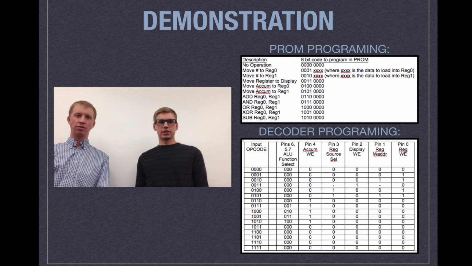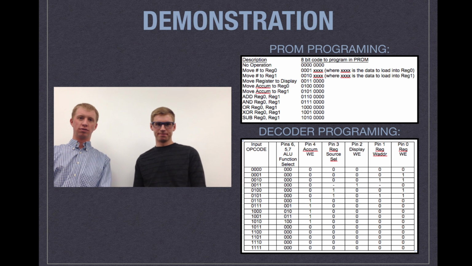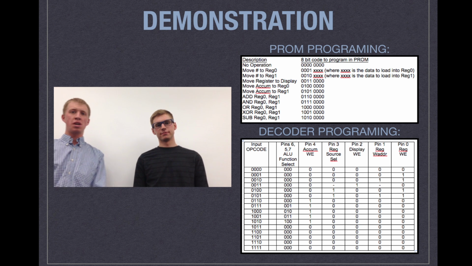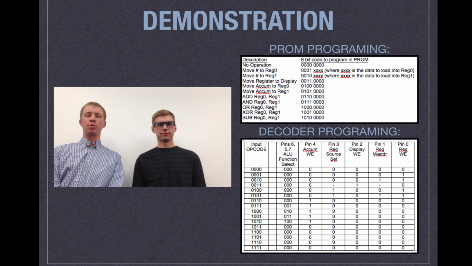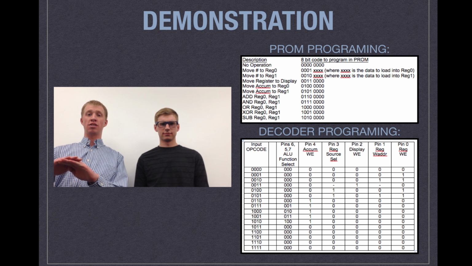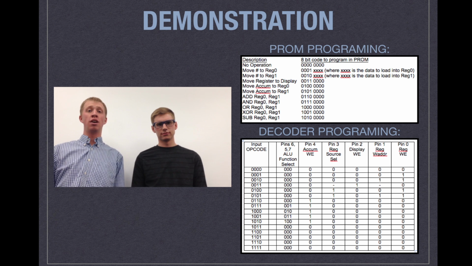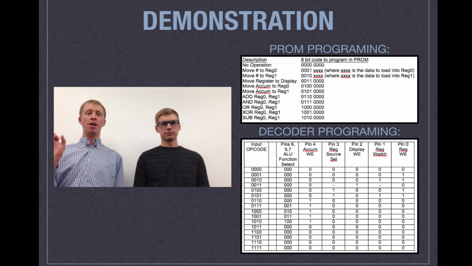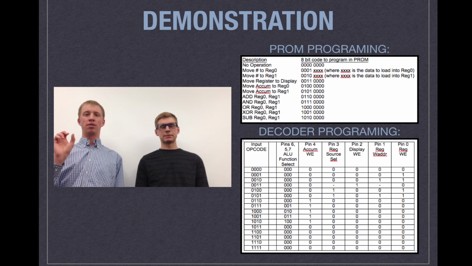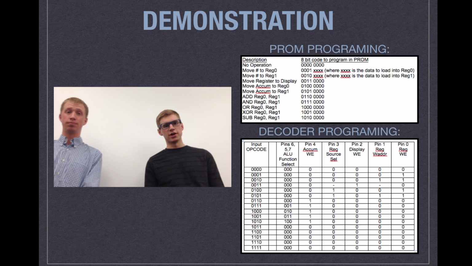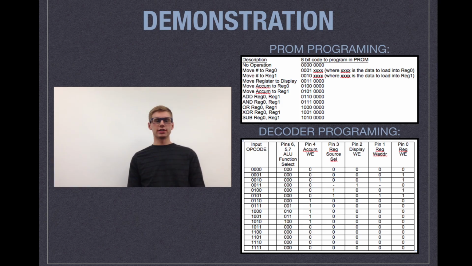So we built a 4-bit processor, and this is just some of it. Maybe Wade can tell us about some of the programming that went into it. On the right side of the screen, we have the truth table, which tells us what each pin corresponds to and what it does. On the top, we have the PROM programming. When we're programming the PROM, that is what we're actually putting into the PROM to tell it what to do. Okay, so let's move on to showing how it works.